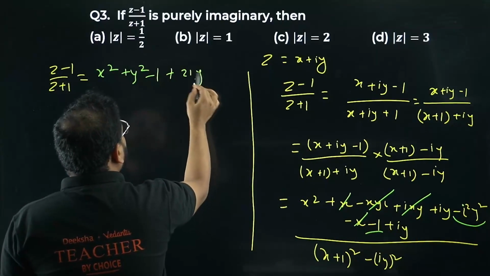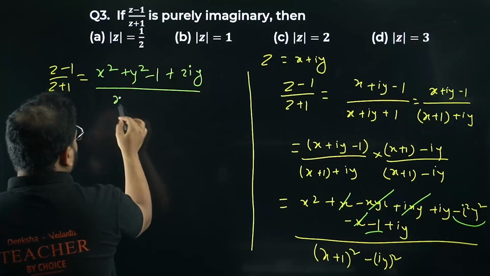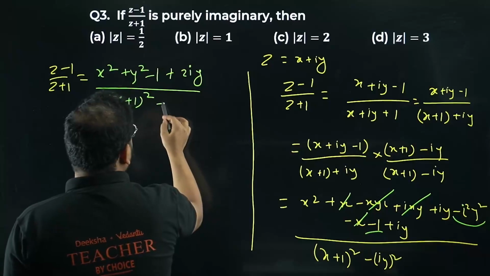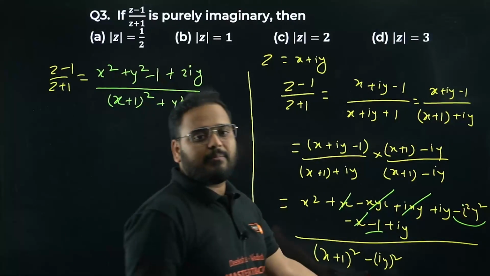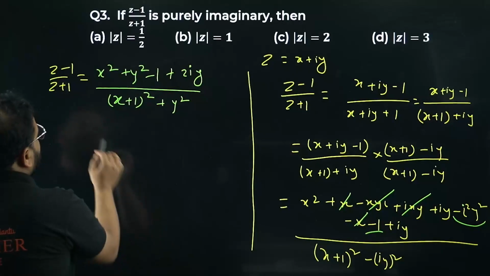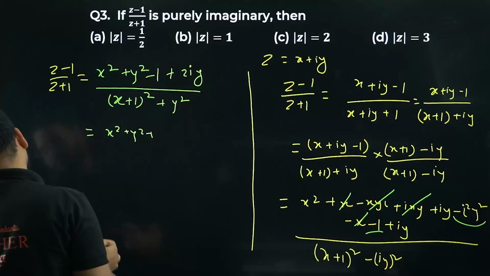Plus 2iy divided by the denominator. But I have x plus 1 the whole square, and the same thing, plus y square. I square y square, the minus sign is there, so it will become plus y square. Okay, now check this out. I can expand this as x square plus y square plus, sorry, minus 1 is there, no?